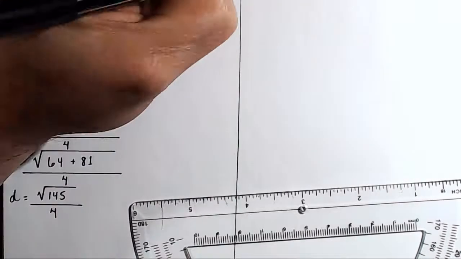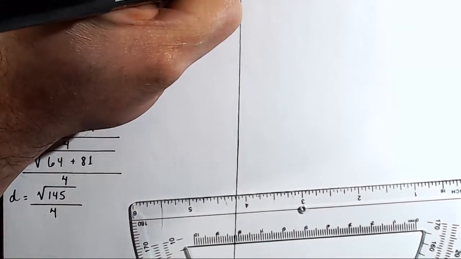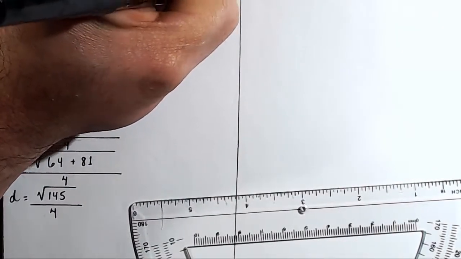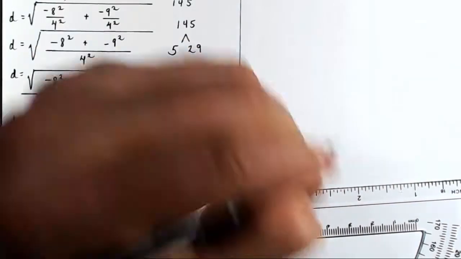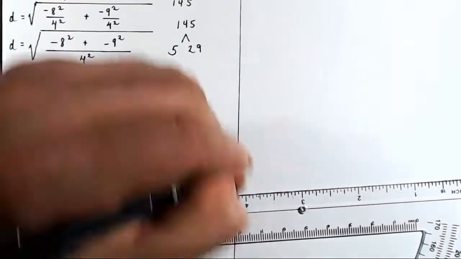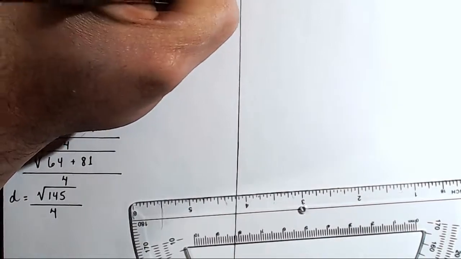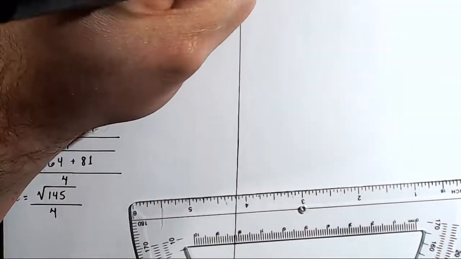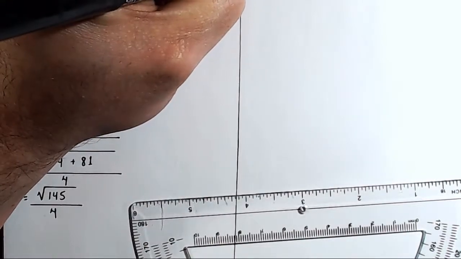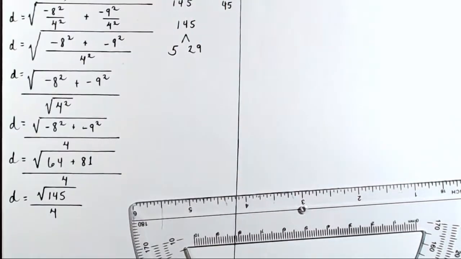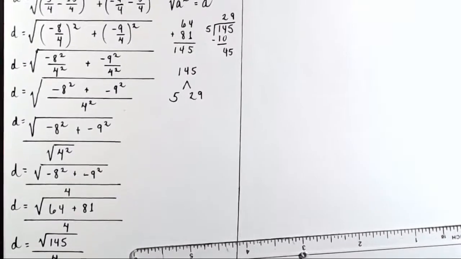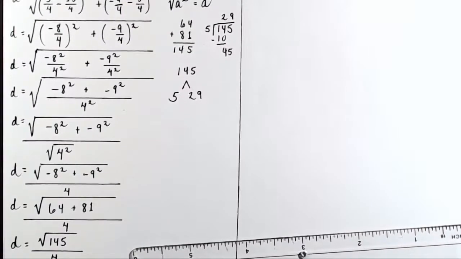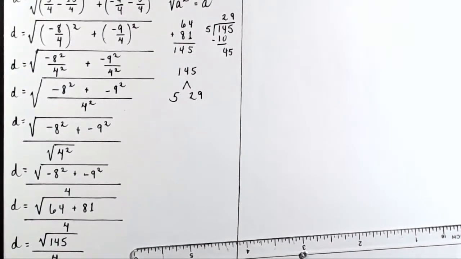Is that right? Let me double check that. I don't trust my mental math. 5 goes into 14 twice. 2 times 5 is 10. 14 minus 10 is 4. Bring down the 5. 5 goes into 45 9 times. There it is. Okay, just checking the math. So now we have to ask, can we break down 29?